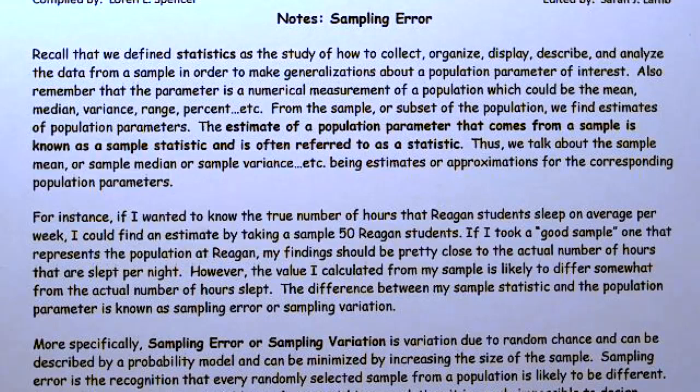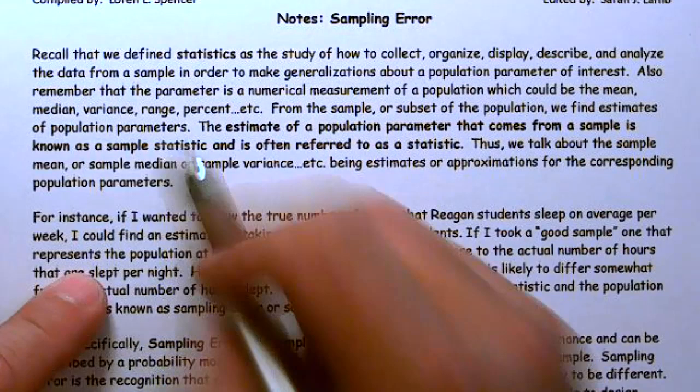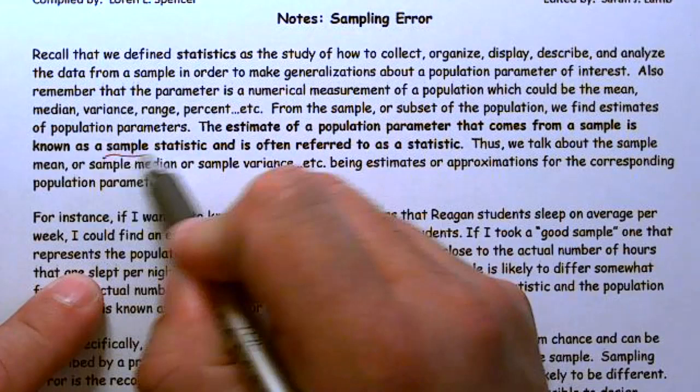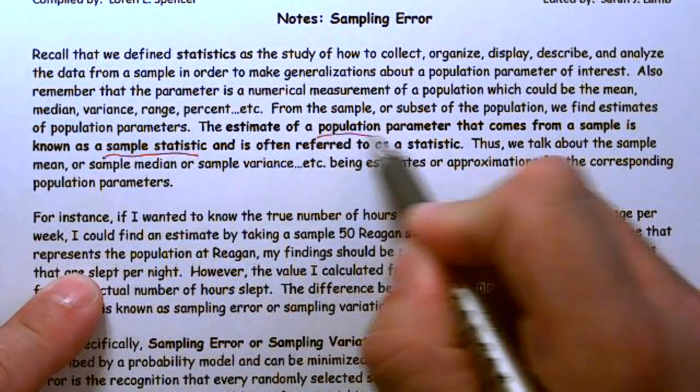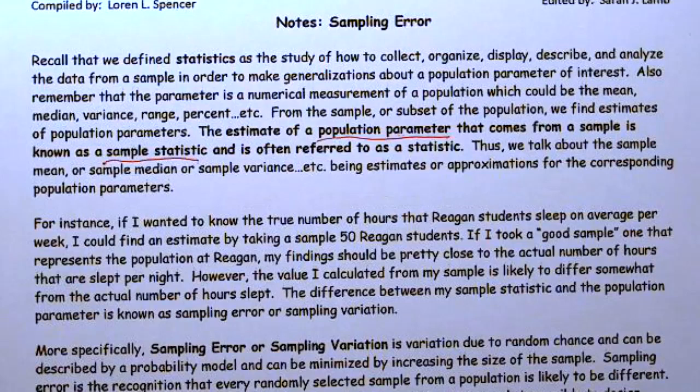Don't forget that the parameter is a numerical measurement of the population, which could be the mean, the median, the variance, et cetera, a long list of things. From the sample or subset of the population, we find estimates of the population parameters. The estimate of the population parameter that comes from the sample is known as the statistic. Once again, remember, samples have statistics, populations have parameters. Please don't confuse those. All right, so we talk about the sample mean or sample median being estimates or approximations for the corresponding population parameters.